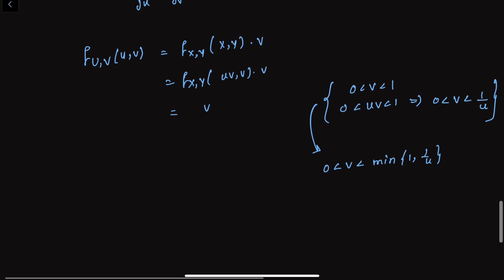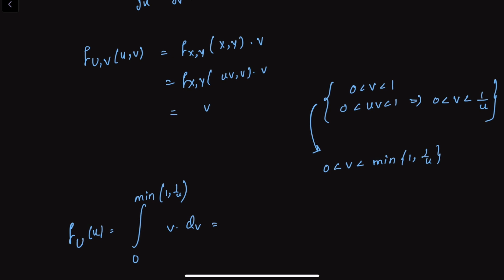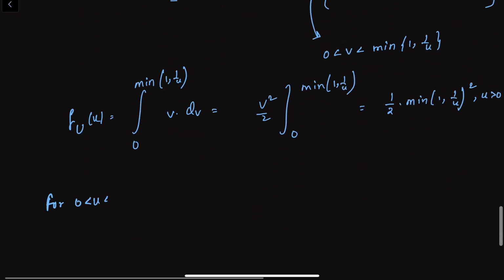Therefore, if we have to find the distribution of U, the density f U of u would be the integral from 0 to the minimum of 1 comma 1 by u, of the joint PDF f of U comma V, which is V, into dV, so that we get the marginal PDF of U. That is nothing but V square by 2 from 0 to the minimum of 1 comma 1 by u. So that's nothing but half times the minimum of 1 comma 1 by u, whole square, and this is for u greater than 0. Therefore, for 0 less than u less than or equal to 1, the minimum of 1 comma 1 by u is 1.